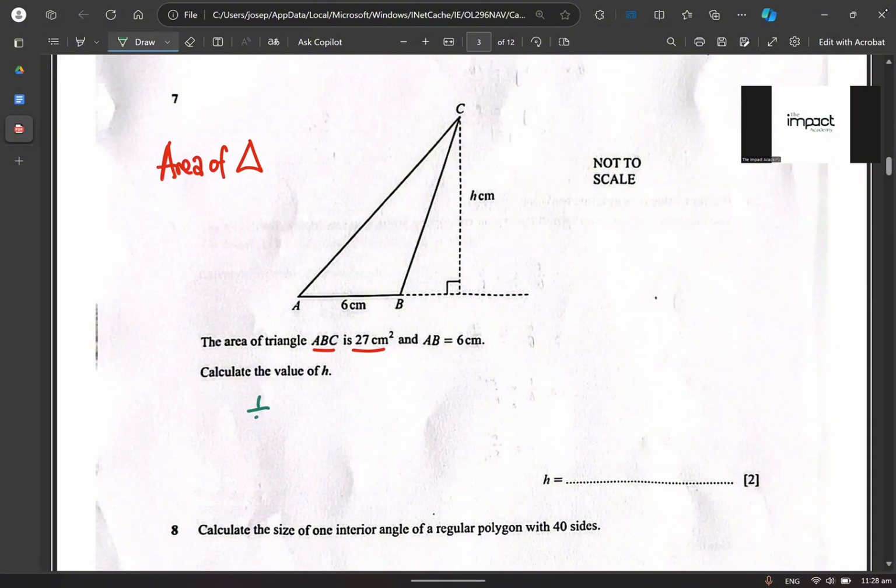Half times base times height. Very good. Half times base times height. Correct? This is something that you remember, right? What is my base over here? Very good. 6 is my base, right? What is my height over here? H is my height. True?